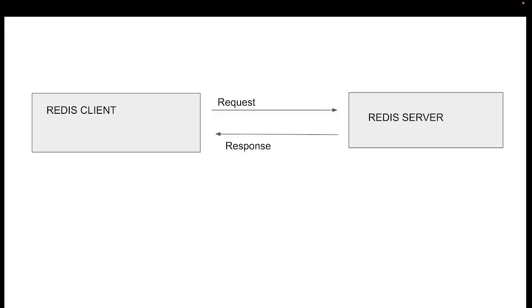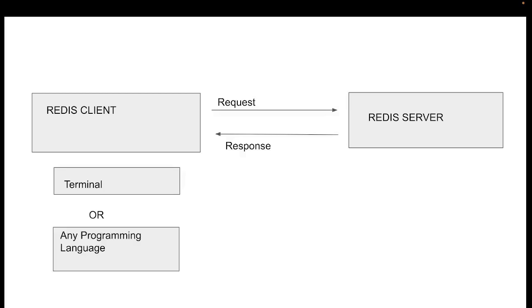To start with Redis server, first of all, we have to install Redis in our system. Friends, I have already uploaded a video on how to install Redis in Mac operating system using Homebrew. I will put the link in the description. For Redis client, we can use either terminal or any other programming language. In programming language, basically we have to create a client.